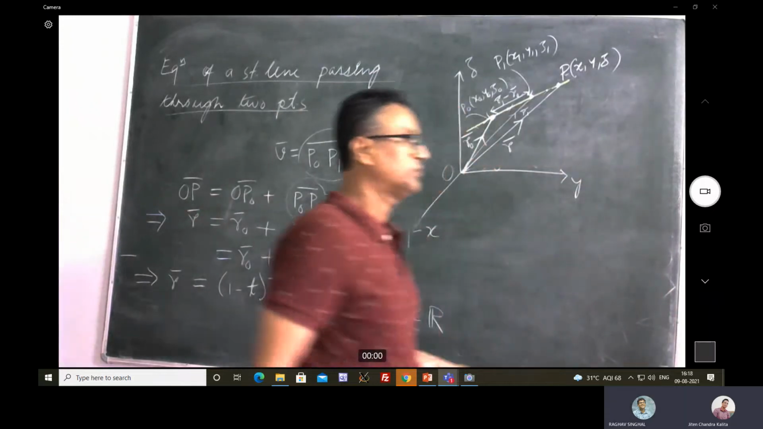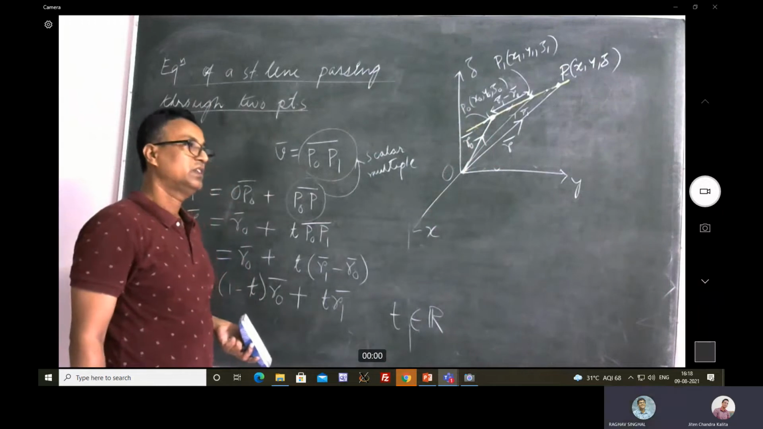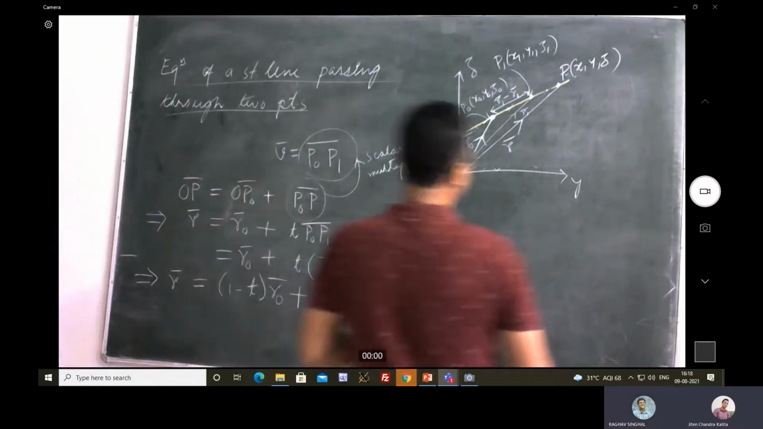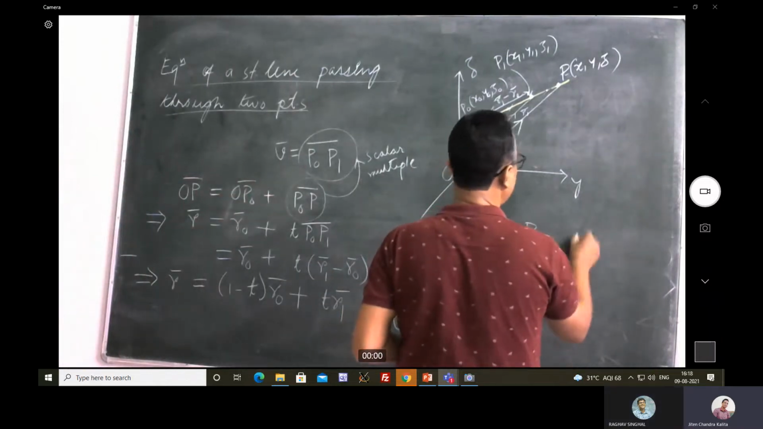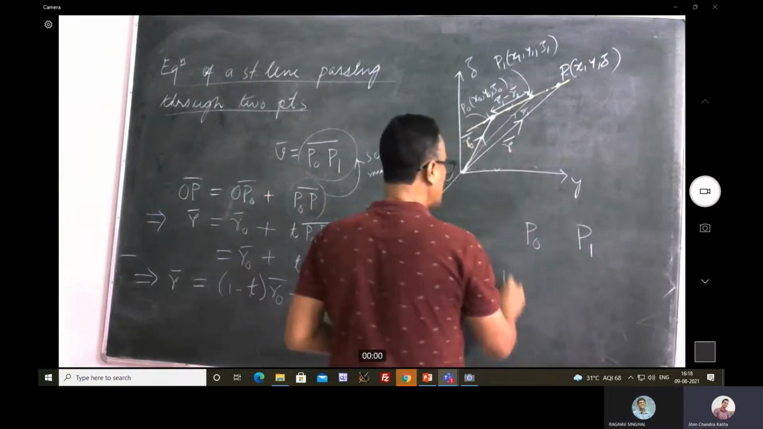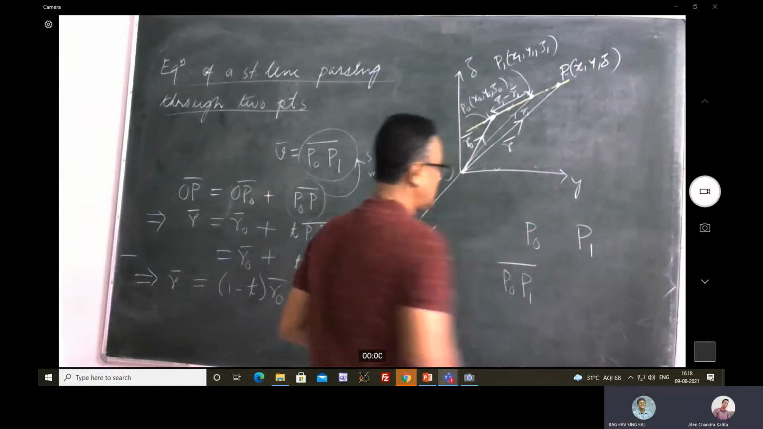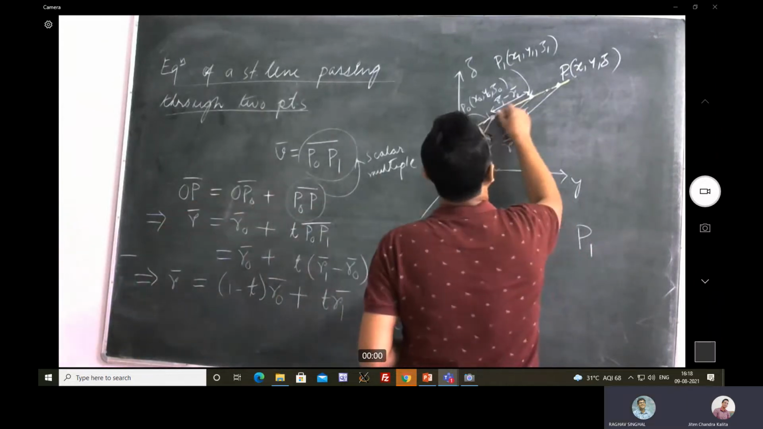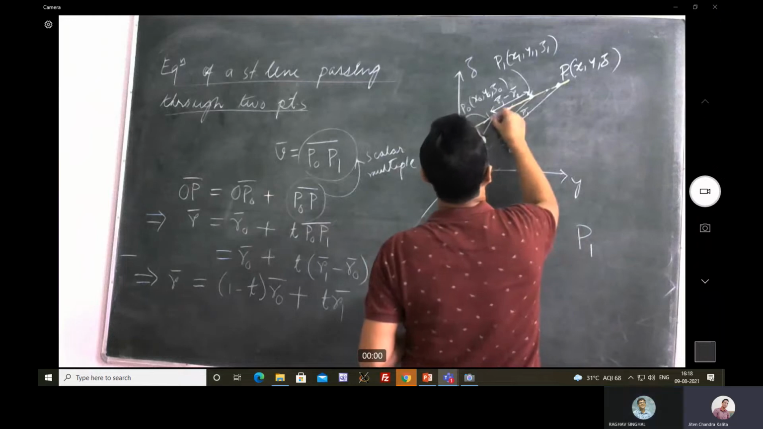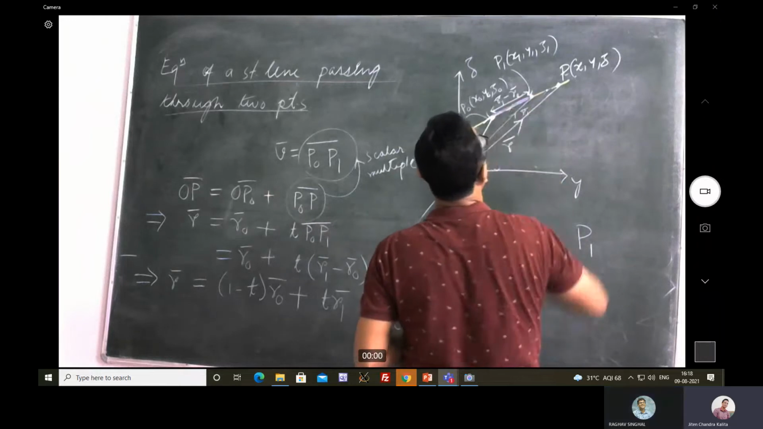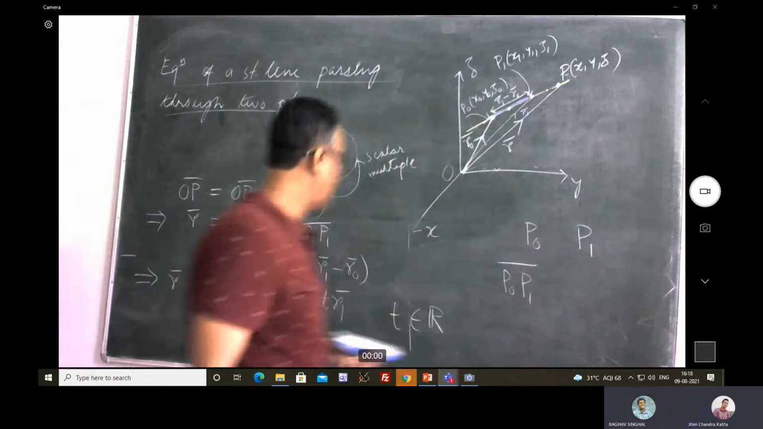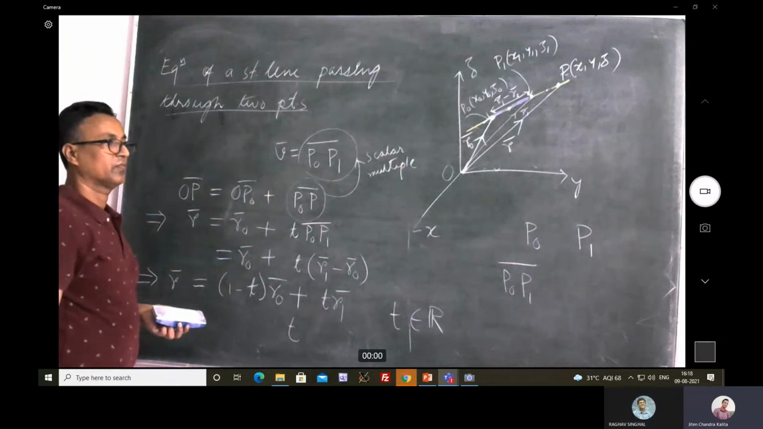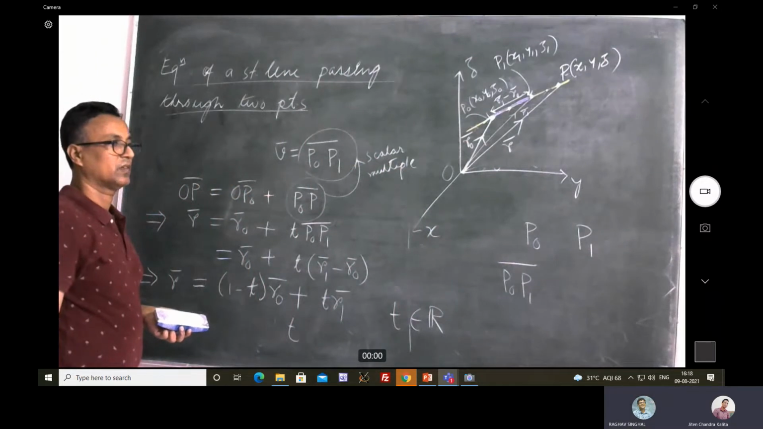Suppose I try to find the equation of the portion of the straight line that lies between P1 and P. So basically, we are trying to find the equation of the straight line in such a way that a point always lies in this portion. So if your P is here, can you tell me what must be the value of T? T must be negative? No.